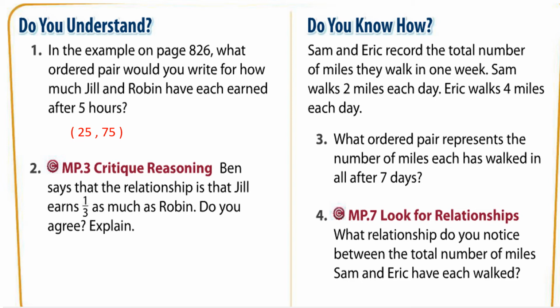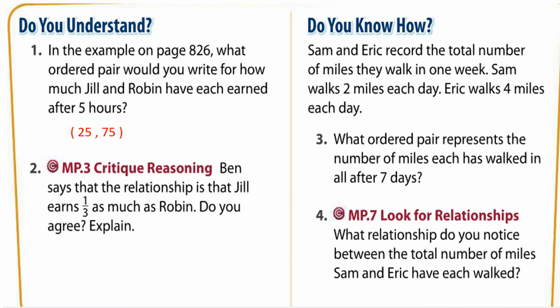Question two, he said Ben says that the relationship is that Jill earns 1/3 as much as Robin. Do you agree? Of course, guys, I agree. Why is that? Because, as I said to you before, Robin has earned 3 times as much money as Jill. So I want you to know something here, guys: 1/3 is the opposite of 3 times. Also, like double, like 2 times. What is the opposite of 2 times? Of course, it's going to be half.